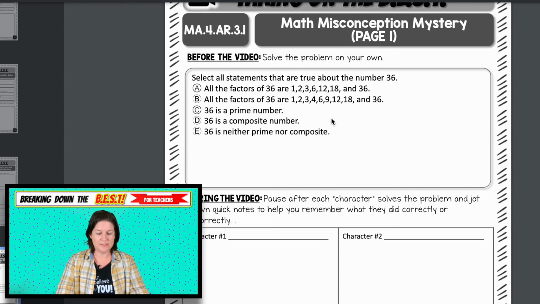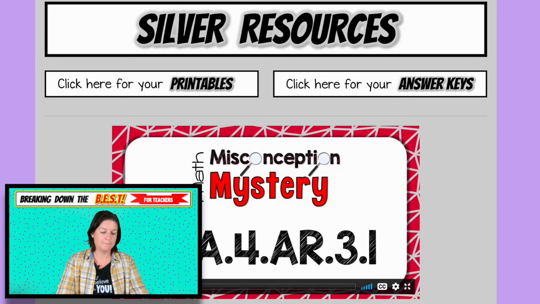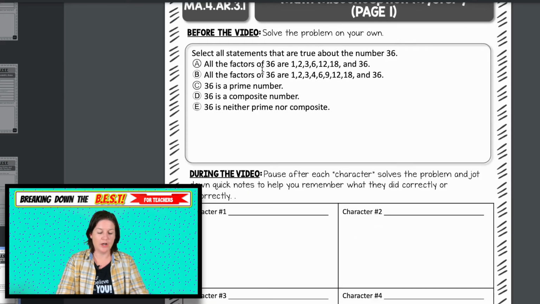Finally, we have the Math Misconception Mystery resource. It says select all the statements that are true about the number 36. So here we're talking about the factors, whether it's prime or composite or neither. All you have to do is press play, and then I'll explain when students will stop and solve the problem.